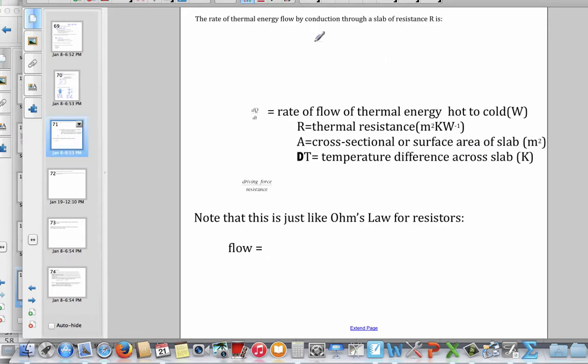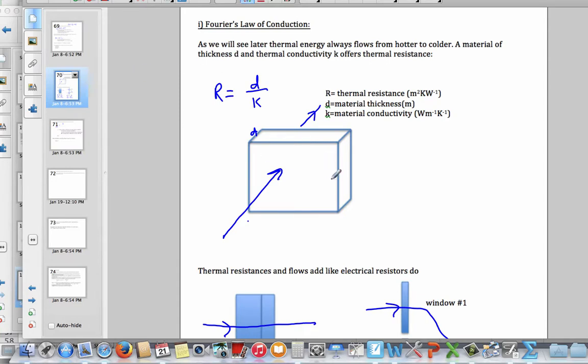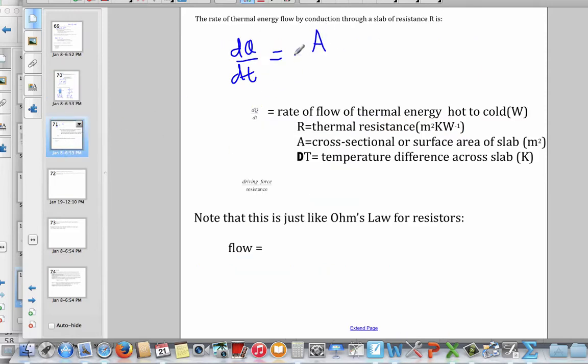Now, that doesn't end when we consider Fourier's law, because what Fourier's law tells us is the rate of flow of thermal energy depends on how big an area that slab has. So you could look at this picture here. This is the surface area A. And obviously, if you've got more surface area, if you've got a bigger window, then you've got more flow of thermal energy. It varies with the driving force, which is the temperature difference between the outside and inside. And then it varies inversely with the resistance.